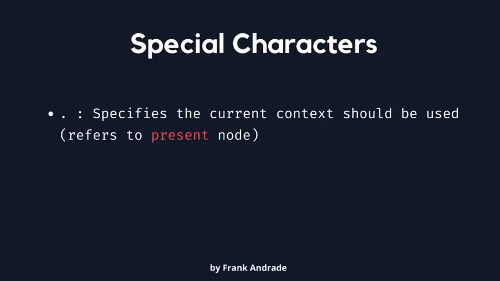Then we have the dot character. This specifies that the current context should be considered as a reference, so it refers to the present node. Then we have the double dots, which refers to a parent node. Sometimes it's difficult to find an element in a website, but if you find its children, you can use this special character to find the parent.